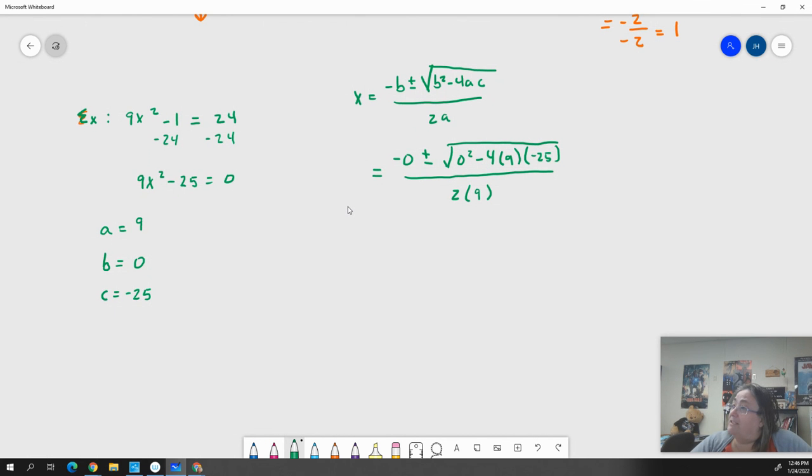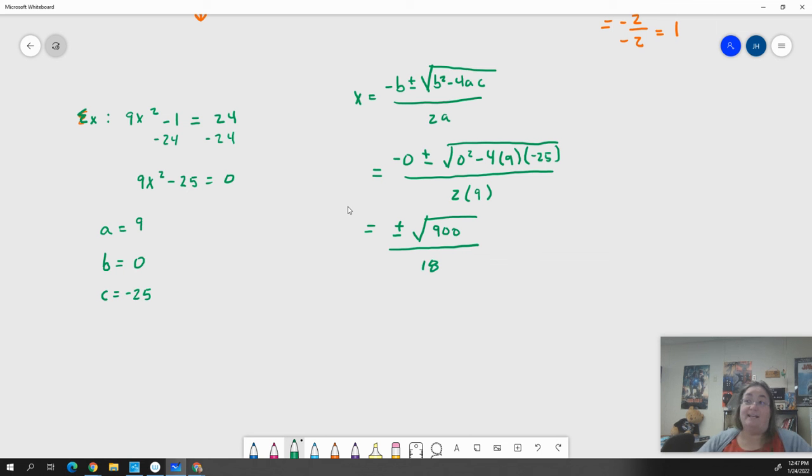And now we're just going to solve this. Well, negative 0 is just 0. So what are we looking at? We're looking at plus or minus the square root of 0 squared. Well, that's also just 0, right? So 0 minus 4 times 9 times negative 25 is just going to be whatever this equals. When I look at this, I go, well, 4 times 25 is 100, times 9 is 900. So I'm going to have the square root of 900 over 2 times 9, which is just 18.